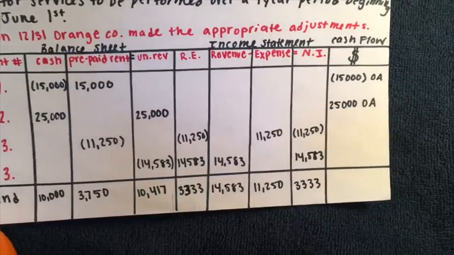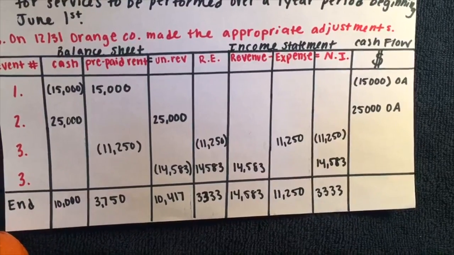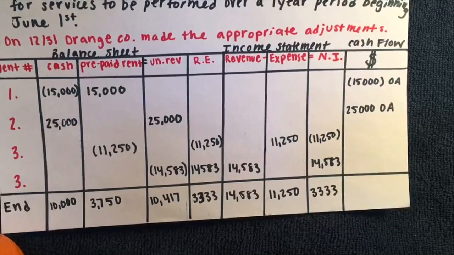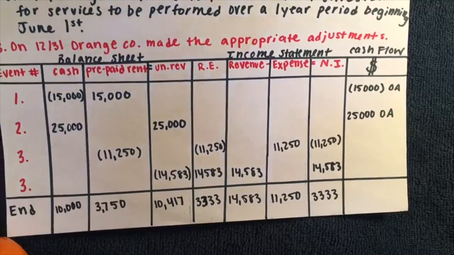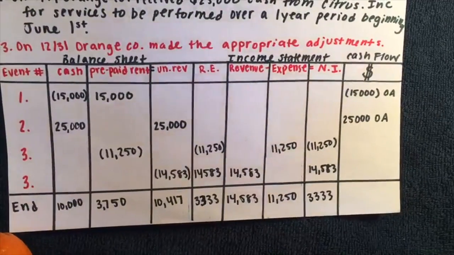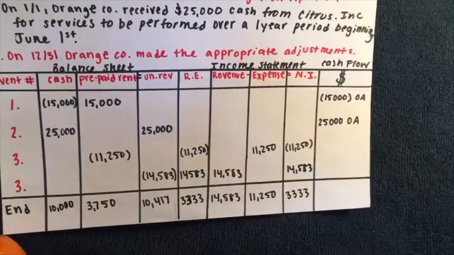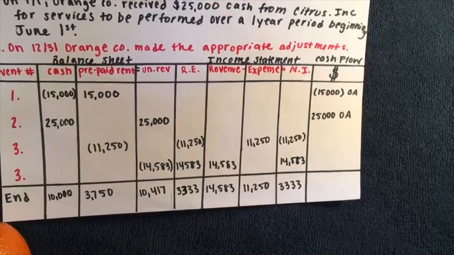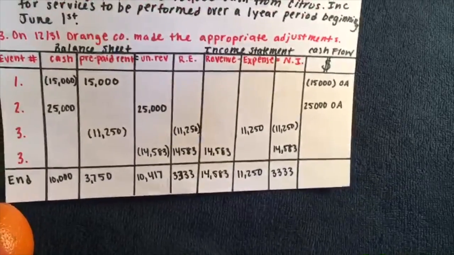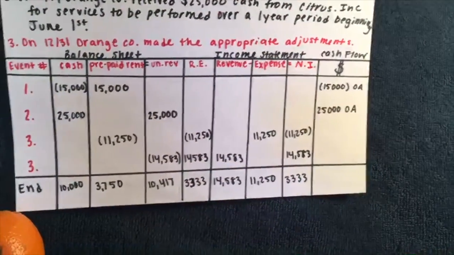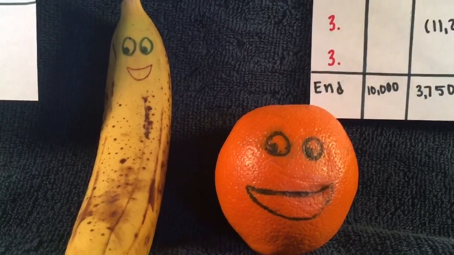For the second adjustment, Orange Company must recognize that they have performed 7 months' worth of their unearned revenue. To calculate this, Orange Company must take 7/12 of $25,000, or $14,583, and subtract it from the unearned revenue account and add it to retained earnings. This counts as $14,583 worth of revenue, which will ultimately increase net income by $14,583. I hope you have learned a lot about accruals and deferrals.